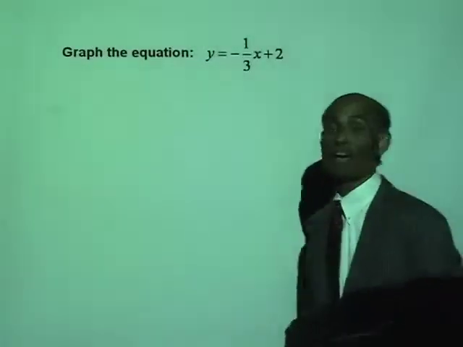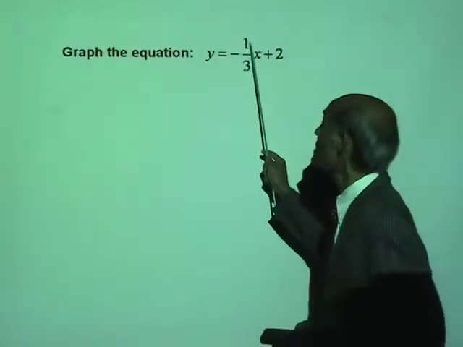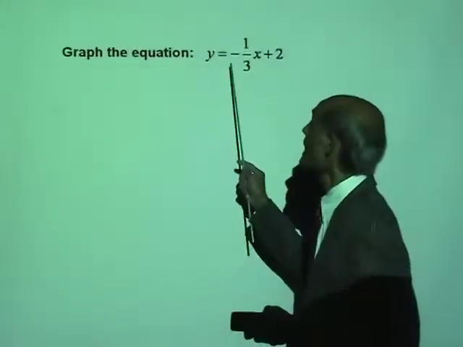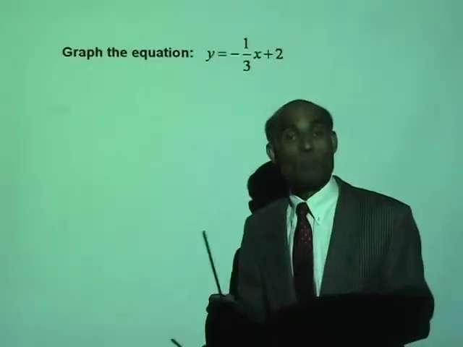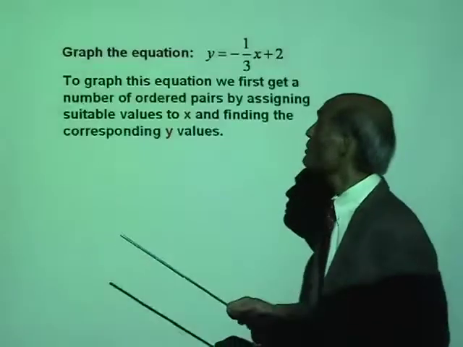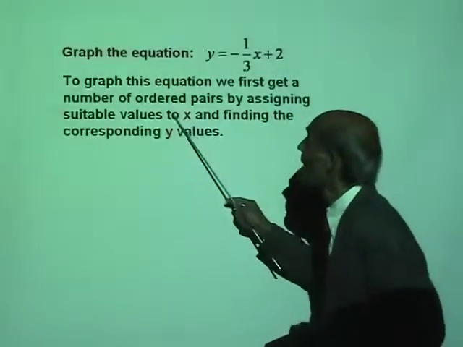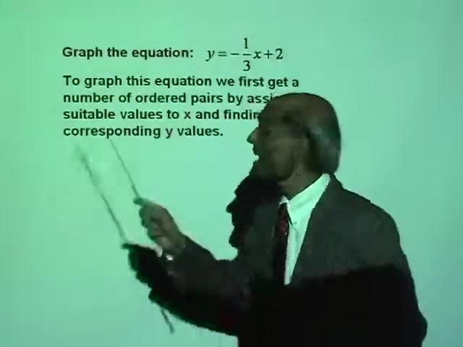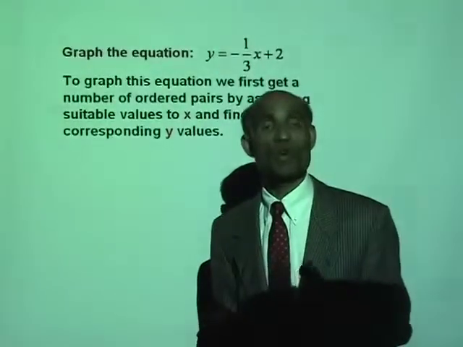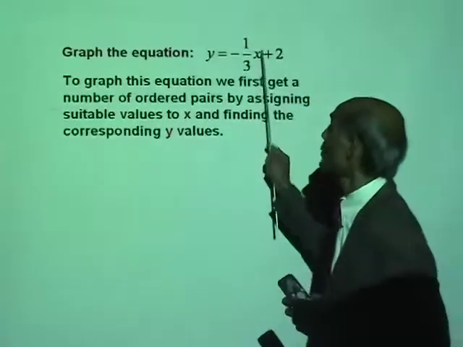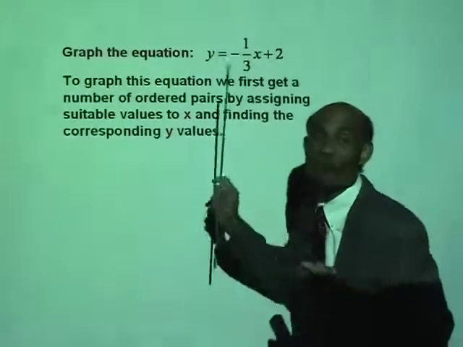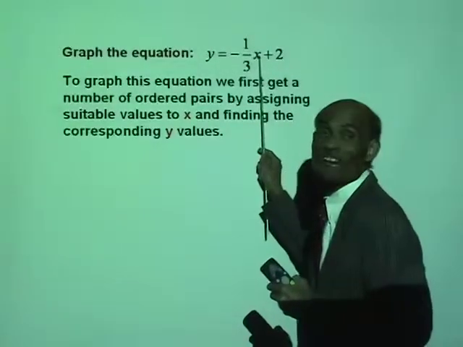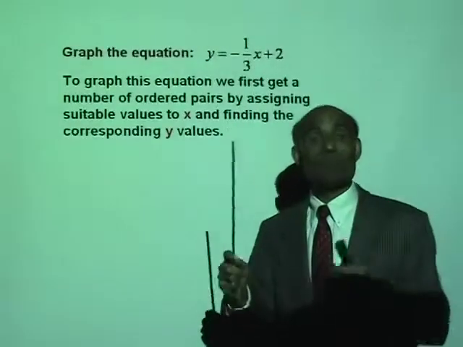Okay, let's graph another equation. Y equal to negative 1/3 x plus 2. Okay, what do you do to graph an equation like this? Obtain many ordered pairs. How do you get the ordered pairs? We assign a value to x and find the corresponding value of y. Now, we can assign any value to this x. We can choose. So, we will choose the convenient number. Tell me, what convenient numbers for x are possible here? Because of the 1/3, it is better to choose the values of x that can be divided by 3. That will make it easy for us.